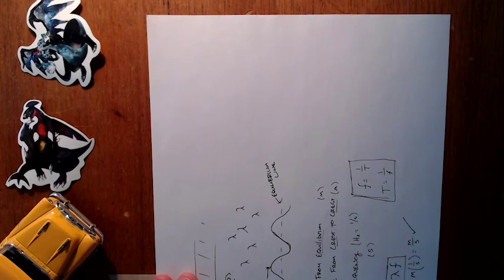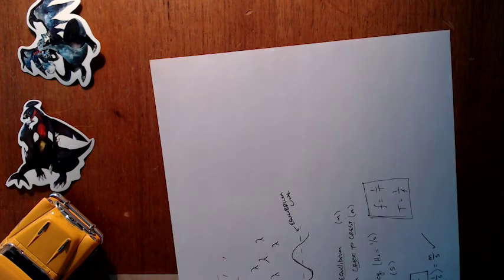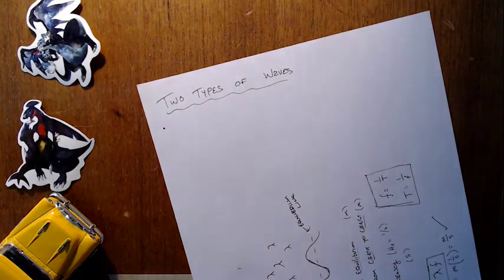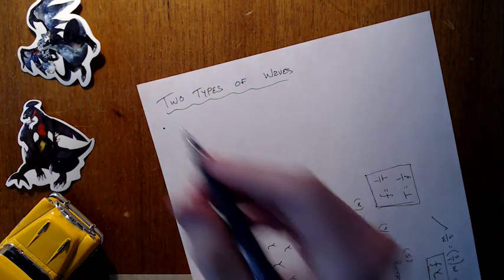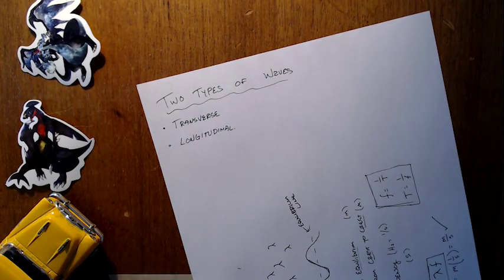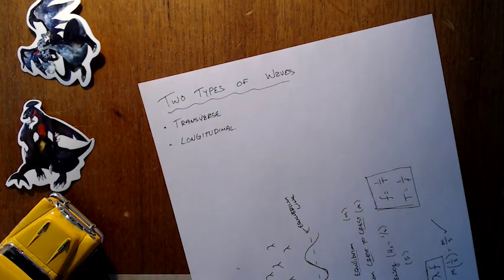There's one more thing that we need to go over, and that is the two types of waves. It's transverse and longitudinal. And tomorrow, we are going to develop formal definitions for these in class.